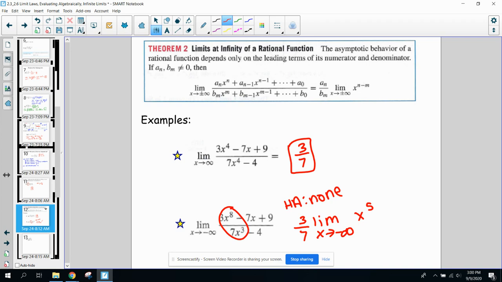So I'm going to divide by that x to the 3rd. The 3/7 comes out. Now if I plug in negative infinity, because my exponent is odd, this is going to equal negative infinity. Right? Because I really have 3/7 times negative infinity, which is just negative infinity.